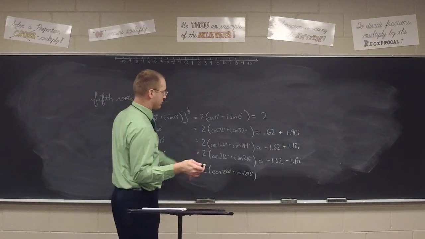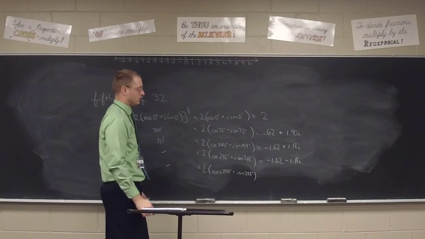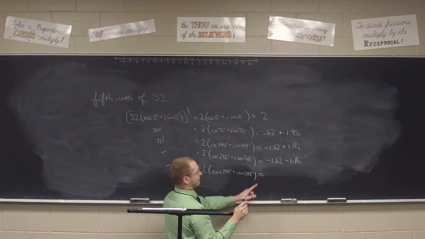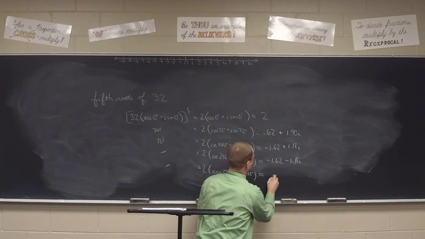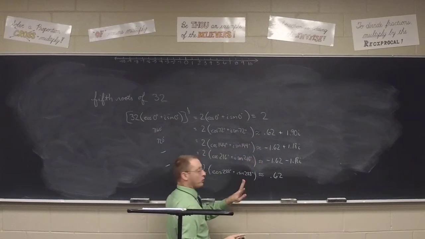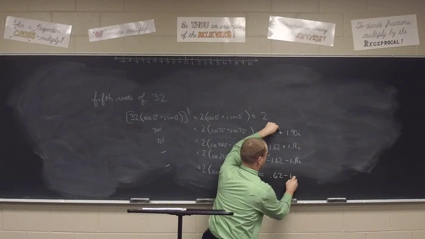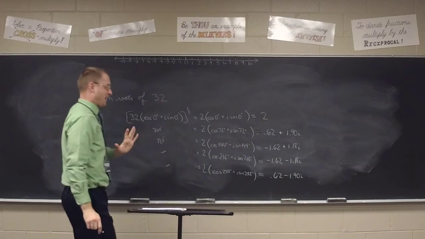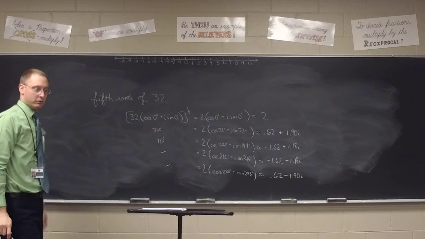All right, 2 times cosine 288. 0.62. Oh, look at that. It's repeating this one now. So 0.62, but notice we're in the fourth quadrant, so I'm going to put minus 1.90 I. And there are my 5 fifth roots of 32.